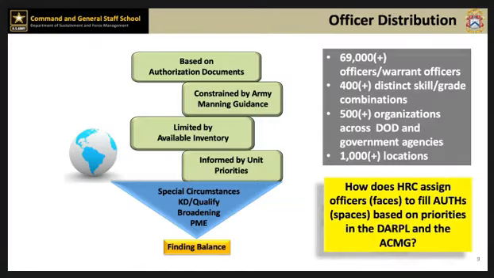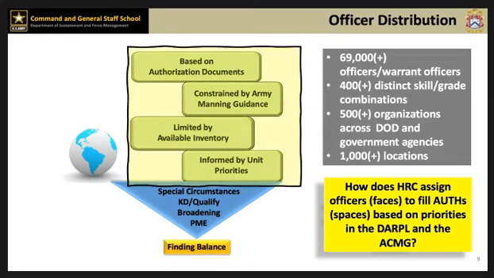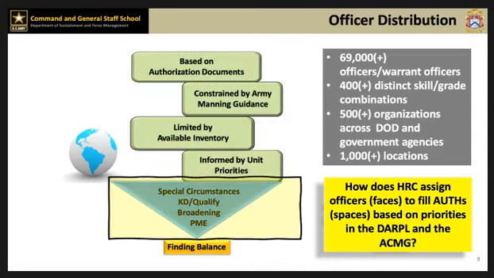So how does HRC assign faces to spaces? This slide shows the balance that HRC must make when assigning officers. HRC must consider Army requirements in the green sections. These requirements are based on MTOs and TDAs. The blue triangle is the balance for the officer: education, key developmental or qualifying time, broadening assignments, and any special circumstances such as EFMP.